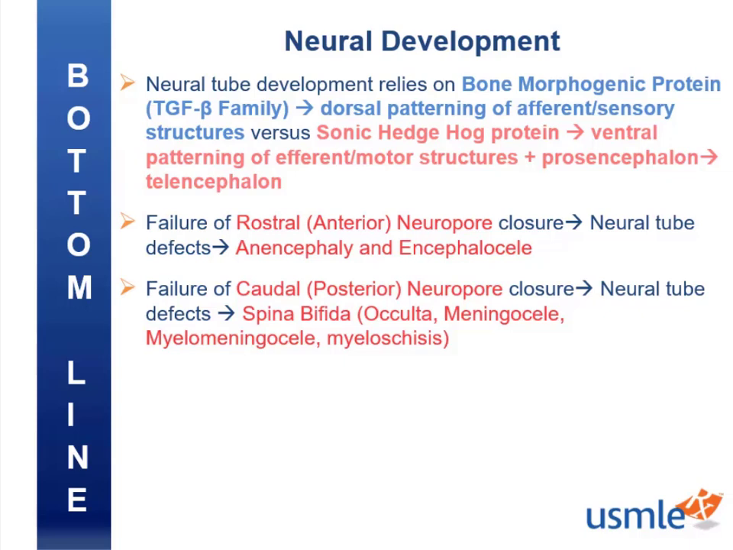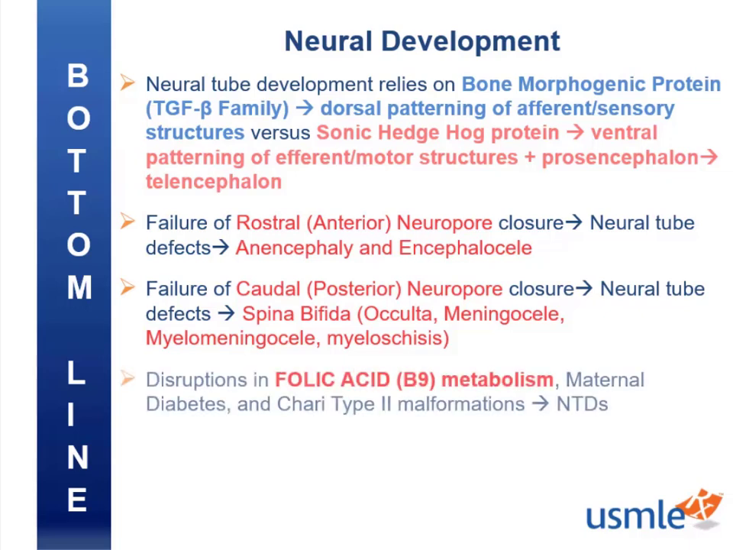Therefore, we must prevent neurotube defects if we can with folate supplementation. As such, it is important to know that disruptions in folic acid, vitamin B9 metabolism, maternal diabetes, and Chiari type 2 malformations are associated with neurotube defects.